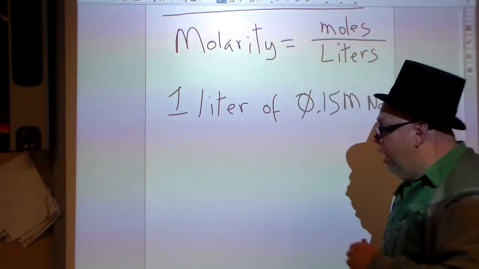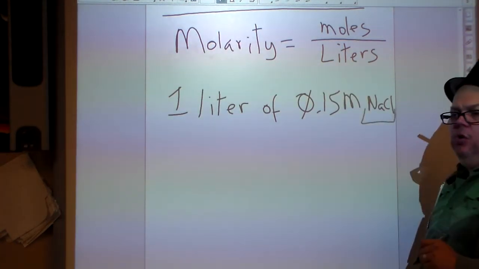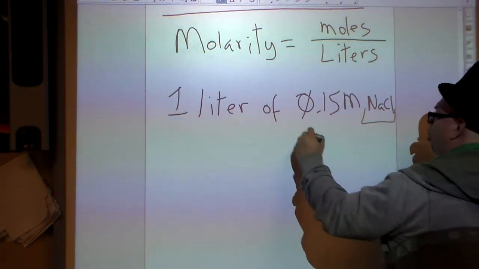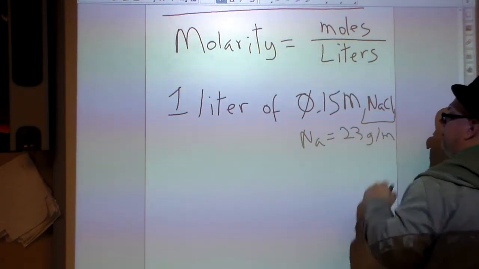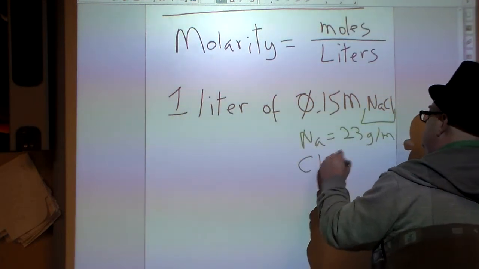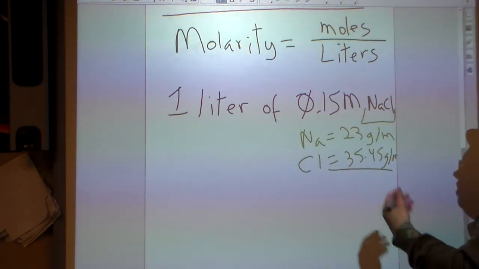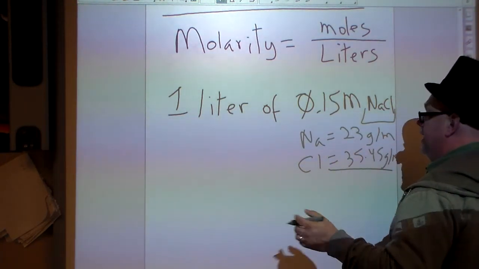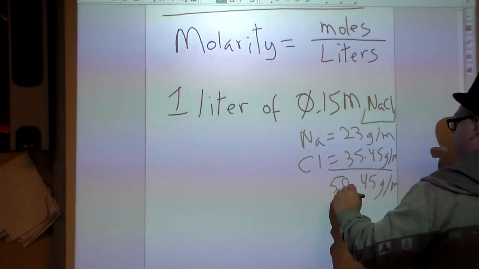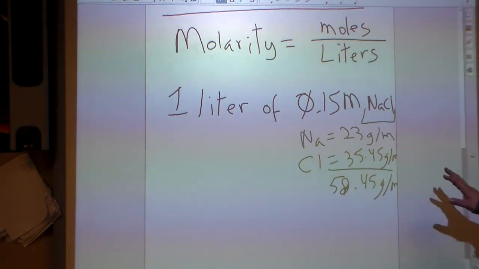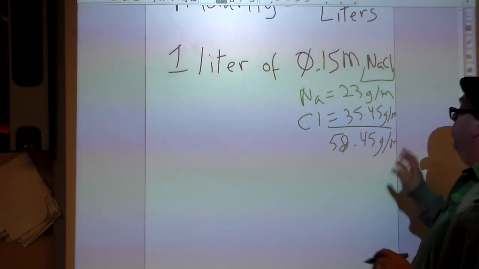Well, what do I know? I know NaCl. I know that Na, according to our periodic chart, is about 23 grams per mole, roughly. Chlorine is about 35.45 grams per mole. So we know that 1 mole of NaCl will be about 58.45 grams per mole. So that's what it's going to look like. All right, now we got that.